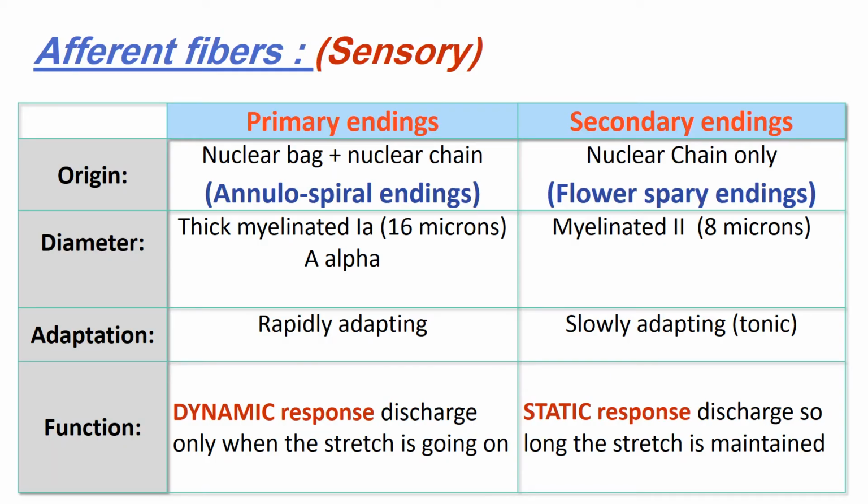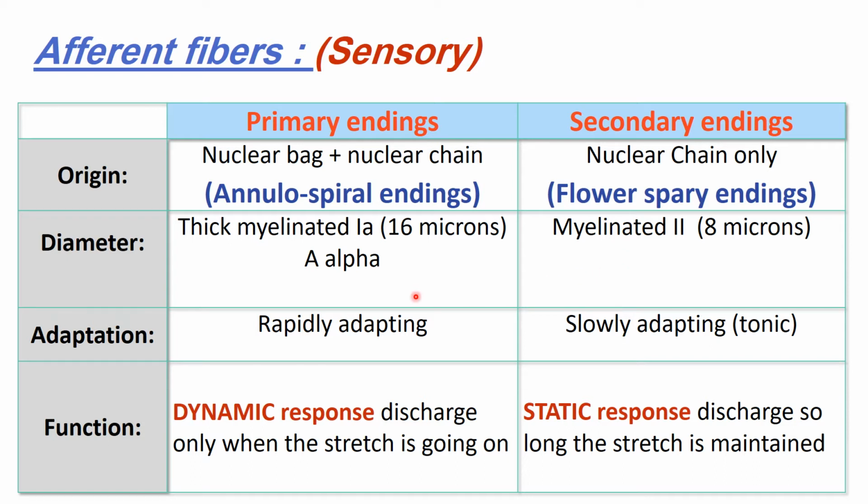What are the differences or the main characteristics of primary and secondary? Primary, as we mentioned, ends on both nuclear bag and nuclear chain, and it has an annulospiral shape. But the secondary ends only on nuclear chain, and it has flower spray endings, like a flower spray. The primary, or group 1A, are thick myelinated fibers, about 16 microns. But type 2 fibers are myelinated with half the thickness, only 8 microns.